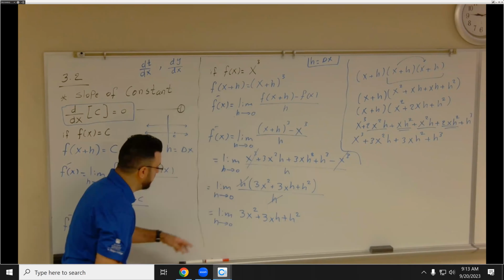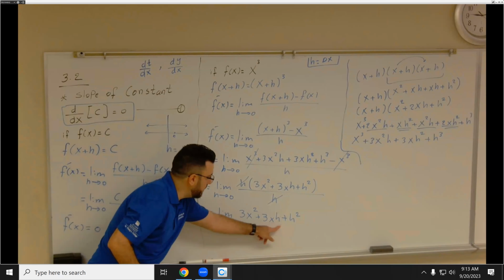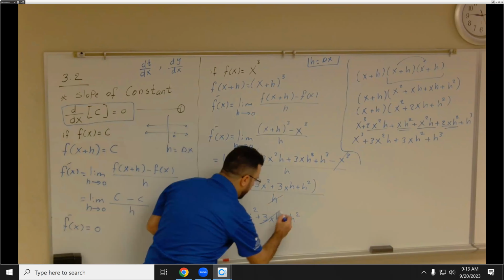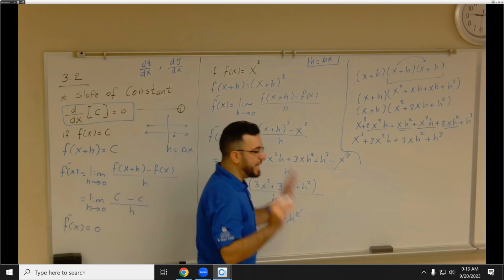Now, if you take the limit when h approaches 0, this one is going to be 0. This one is going to be 0. What's left? 3x squared. Equal 3x squared. That's a really cool thing.